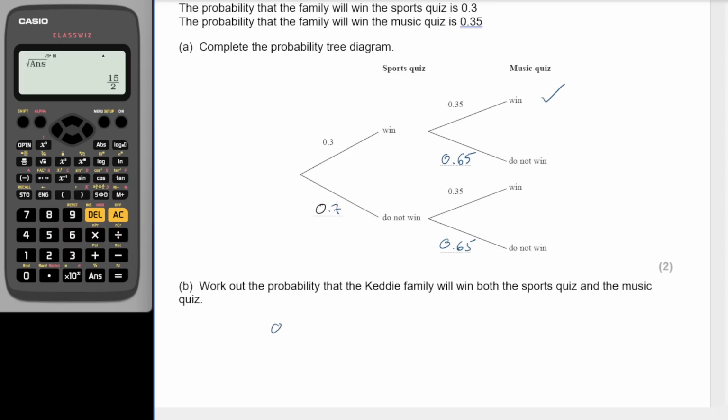So we need to do 0.3 times 0.35, which is going to give us 0.3 times 0.35. So we're looking at 0.105.